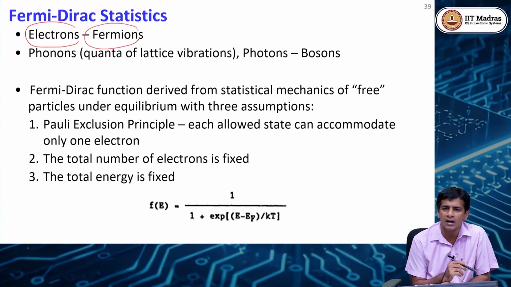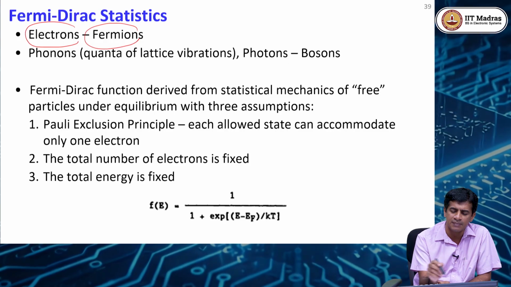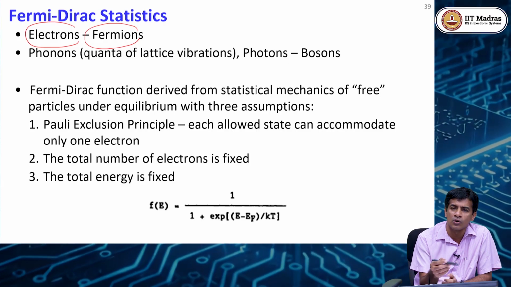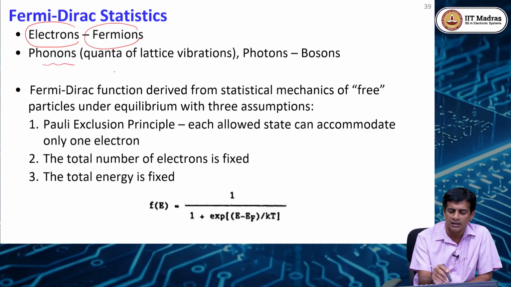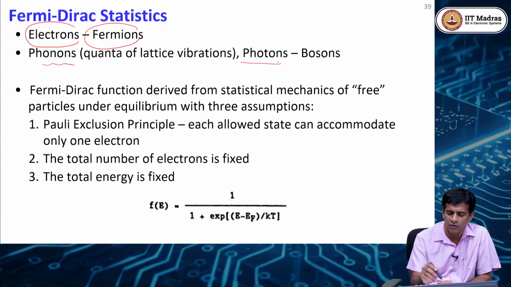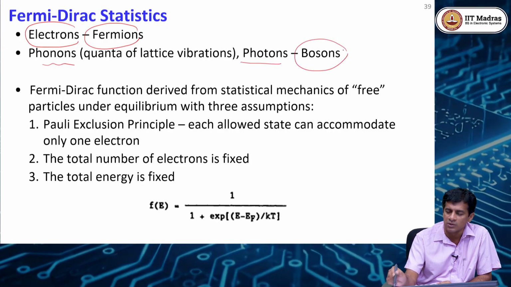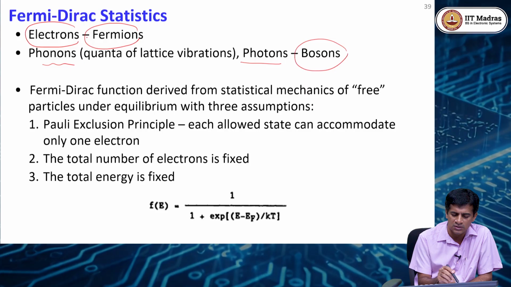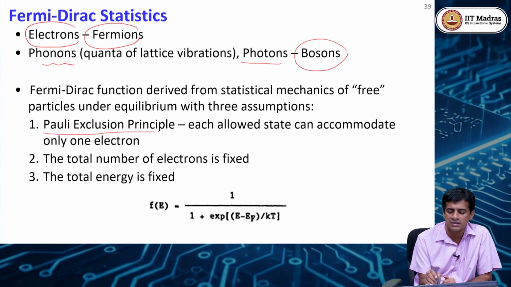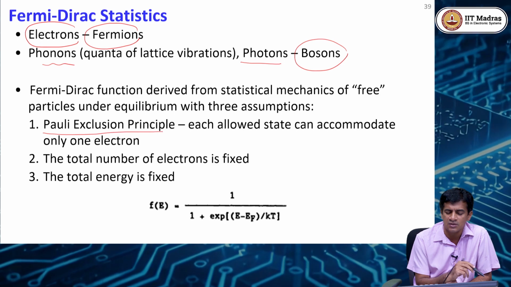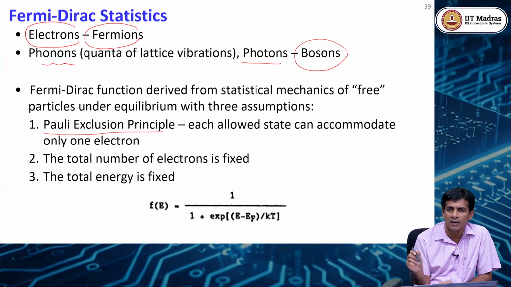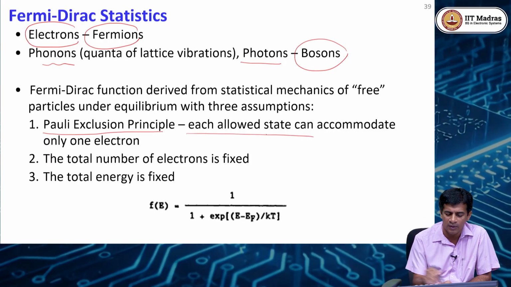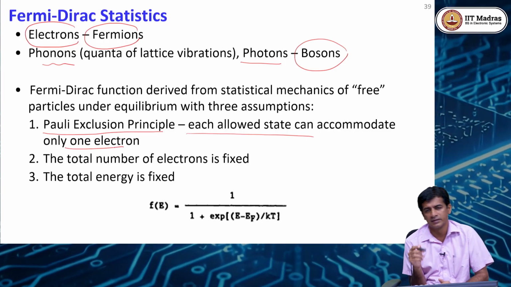Fermions are spin-half particles. They are very different from photons and phonons. We will see phonons later; they are the quanta of lattice vibration. Photons and phonons come under the category of bosons. The main difference between electrons and bosons is that electrons follow Pauli's exclusion principle, which you might have studied in chemistry. If you take the spin into account, each allowed quantum mechanical state can accommodate only one electron. That is the rule for electrons.